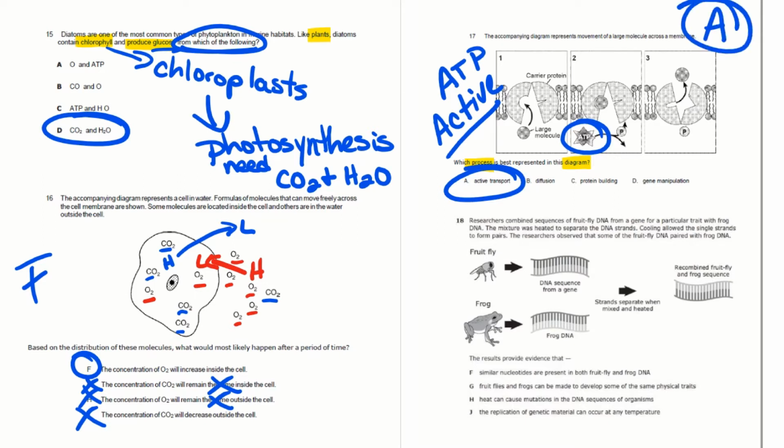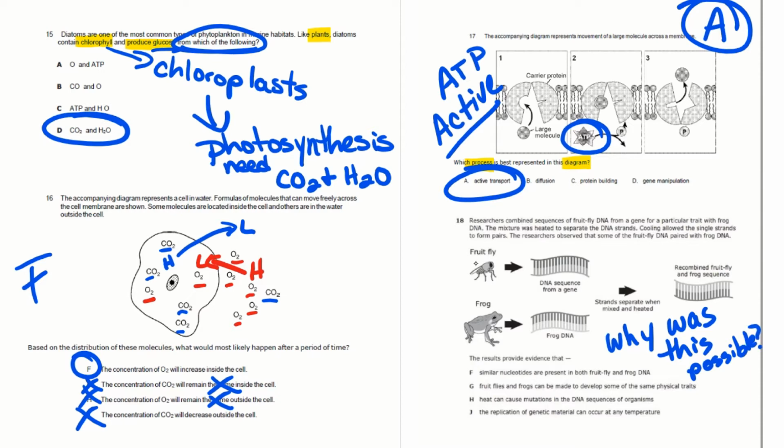Okay, 18. Researchers combined sequences of fruit fly DNA from a gene for a particular trait with frog DNA. The mixture was heated to separate the DNA strands. Cooling allowed the single strands to form pairs. The researchers observed that some of the fruit fly DNA paired with frog DNA. The results provide evidence that what? So they want to know why was this possible? That's what they're asking.